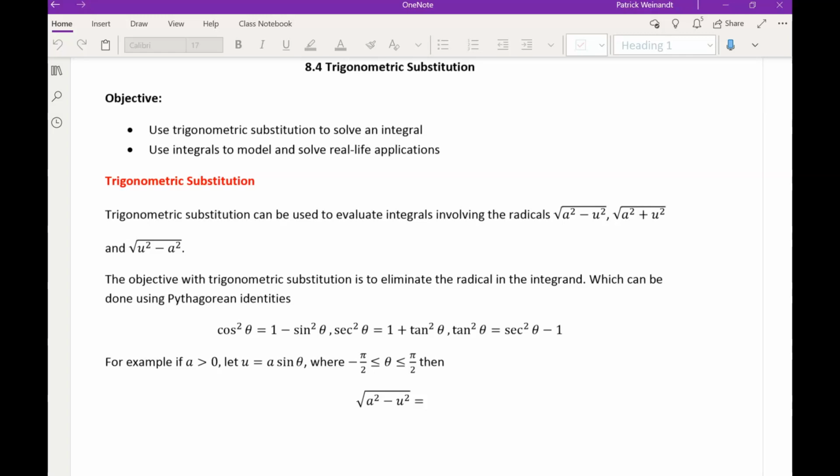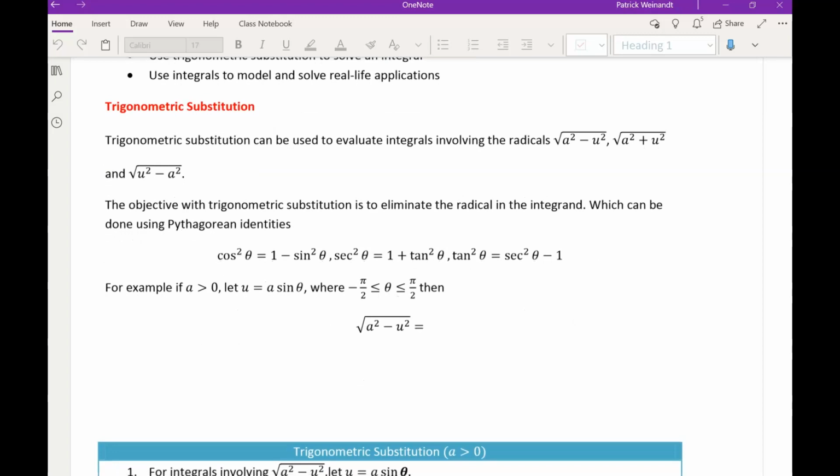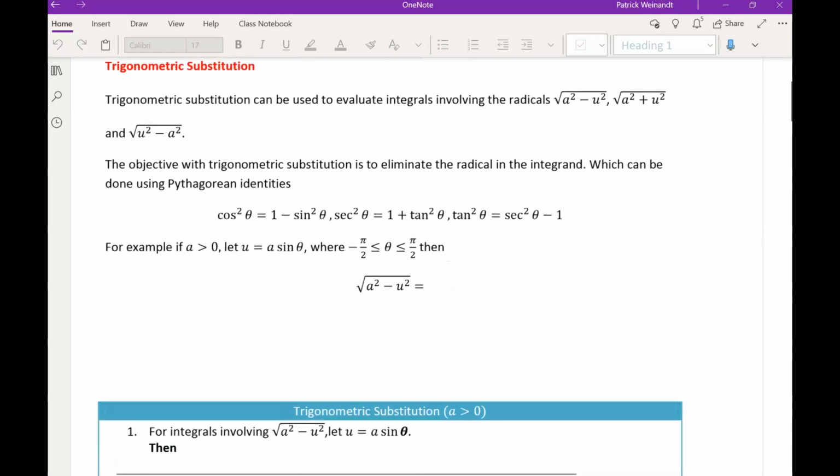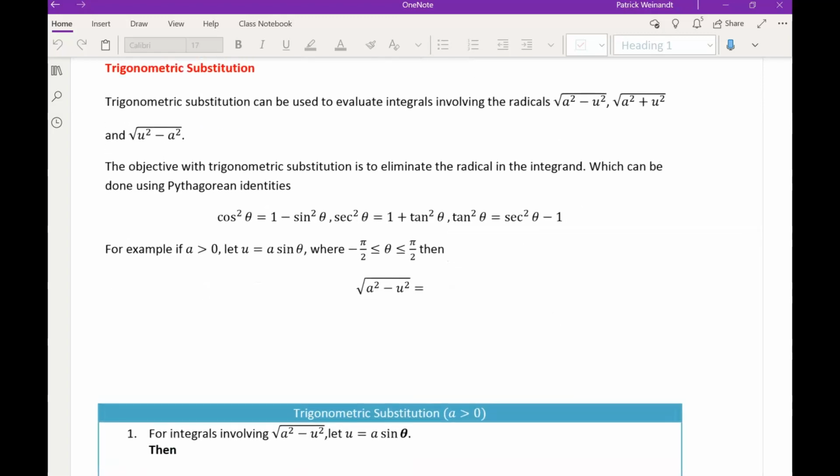The objective with trigonometric substitution is to eliminate the radical in the integrand, basically substitute it out, and then use the Pythagorean identities to simplify. So, for example, if a is greater than 0, we're going to let u equal a times the sine of theta, where theta is between negative pi over 2 and pi over 2.